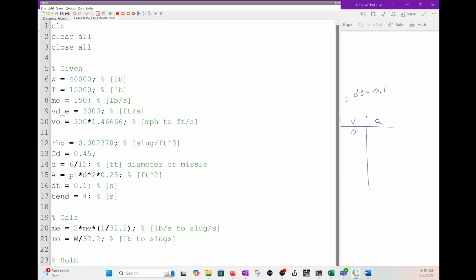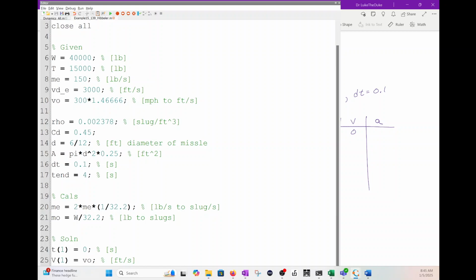All right, so up here we have our givens. W, T, mass flow rate, relative velocity, and initial velocity, which I just converted from miles per hour to feet per second, okay? Then we have the density in slugs per feet cubed. We have CD. I picked a diameter of 6 inches. You just found the area. I have a delta t. And then my end is 4 seconds, because that's how long we're running it for, okay?